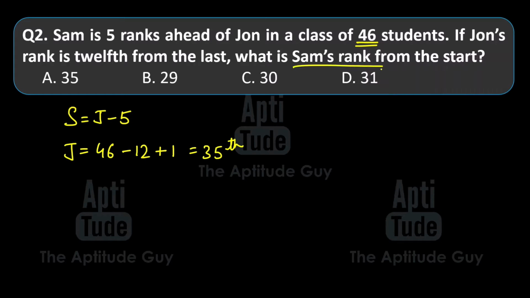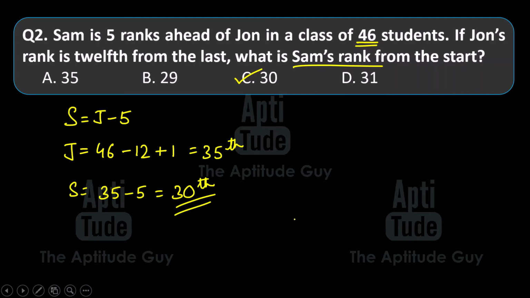They have asked what is Sam's rank from the start. Sam is of course John minus 5. So Sam equals 35 minus 5, that is equal to 30th. The answer is option C. Done. Now they can ask you multiple questions regarding this. What if they ask you, what is Sam's rank from the end? What is Sam's rank from the last? What should you do that time? Very simple. Total number of people is 46. And then from the beginning it is 30th, so minus 30. And then plus 1. 46 minus 30 is 16, plus 1 is 17th.